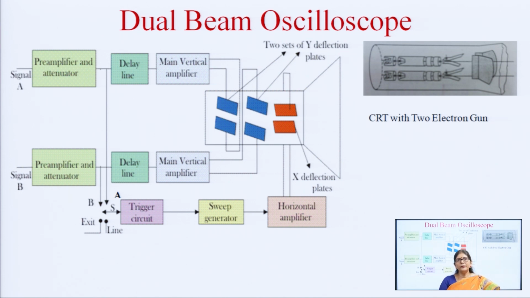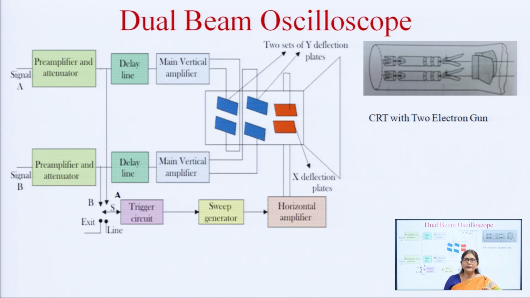In dual beam CROs, as its name suggests, it has two entire sections of the CRT, up to the vertical deflection and the horizontal deflection. It has a separate indirectly heated cathode, two control grids, separate pre-accelerating, accelerating and focusing anodes, and it also has different vertical deflection plates. So, if we want to measure two different signals A and B, then two entire sections are allotted for each of the signals.